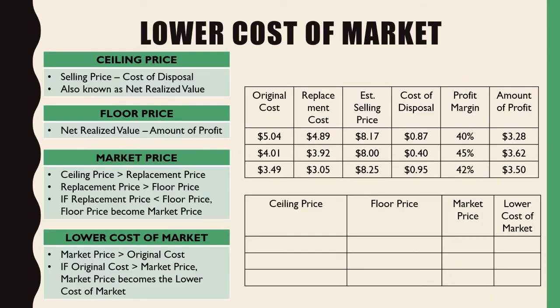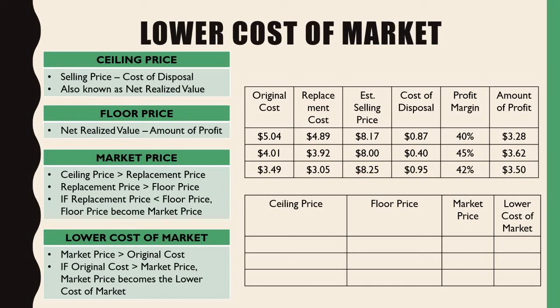Okay, so here we are, lower cost of market. On the left side is going to explain each column, and it's going to explain a formula. The first thing we have to recognize is the ceiling price, floor price, market price, and then lastly, which one is the lower cost or market.